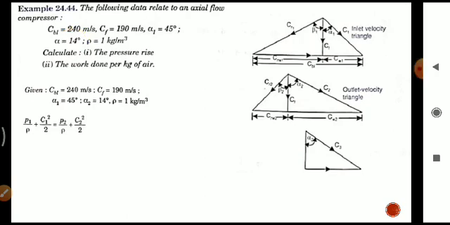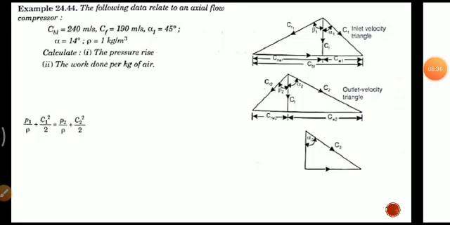We have to calculate the pressure rise, that is P2 minus P1, and the next thing we have to calculate is the work done per kilogram of air. So this is the total pressure rise equation: P1 by rho plus C1 square by 2 equal to P2 by rho plus C2 square by 2. We have to calculate the difference between P2 and P1. That is the first thing we have to calculate. So P2 minus P1 is equal to C1 square minus C2 square by 2, into rho, which gives the value of P2 minus P1.